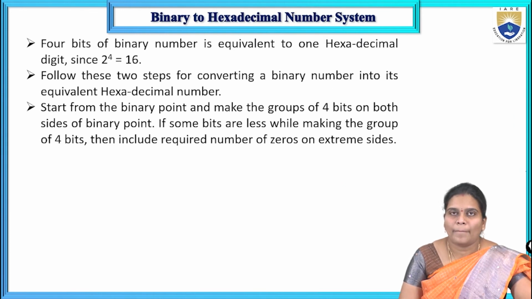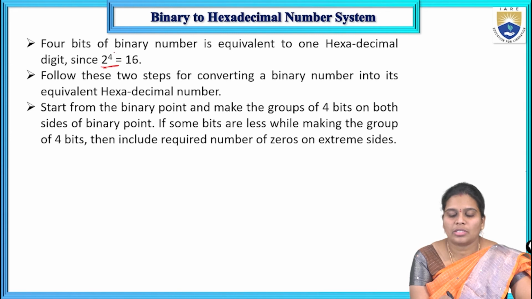Next one is binary to hexadecimal conversion. In this binary to hexadecimal conversion, the hexadecimal base value is 16. So 16 equals 2 power 4, so here we are using the number of bits as 4 only. Okay, so here we are separating the binary value into 4 bits only. That is the hexadecimal number system.